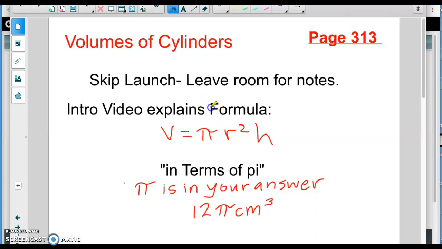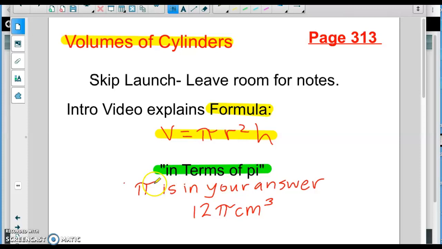I'd like you to write down the formula for, so actually let's title this volume of cylinders. Please write the formula. Here's the formula. V equals pi r squared times h. And then I want you to write the words and quotes in terms of pi.